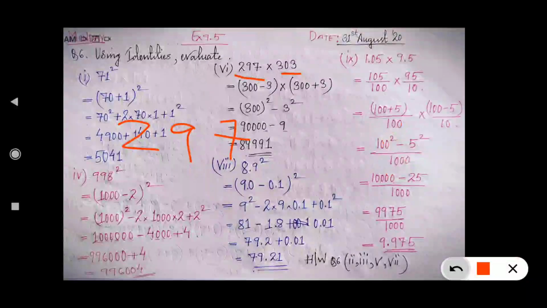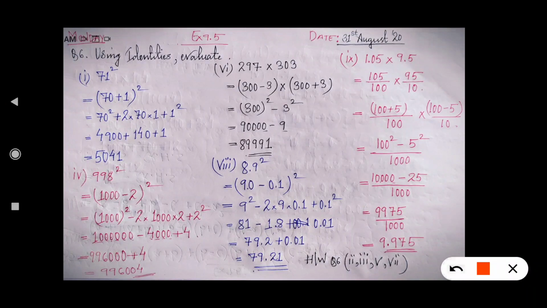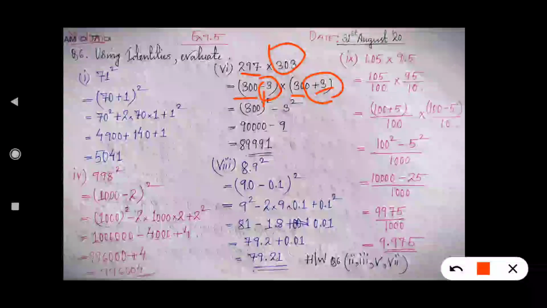Now, how will we get minus 3 and plus 3? I am telling you. 300 minus 3 will get 297, isn't it? That's why it is minus 3. Now 300, if you add 3, then you'll get 303, isn't it? That's why we have used plus 3.